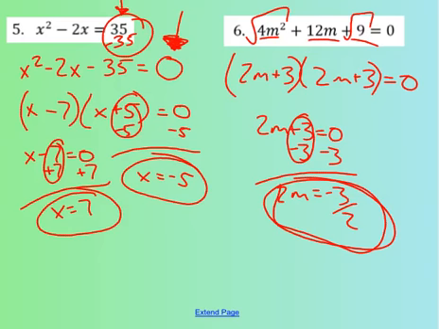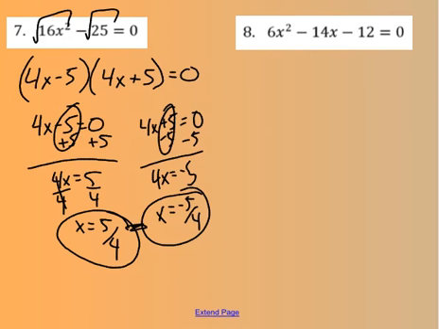In number 6, you had the same answer twice. In number 7, you have the same answer, just the opposite side of the equals. You have the negative 5/4 and the positive 5/4. This one, I would actually divide that by 2. If I divide everything by 2, I get the same answer.